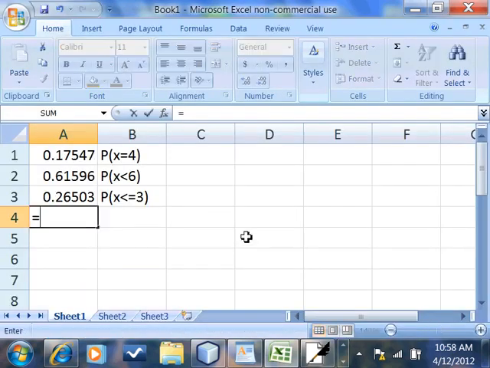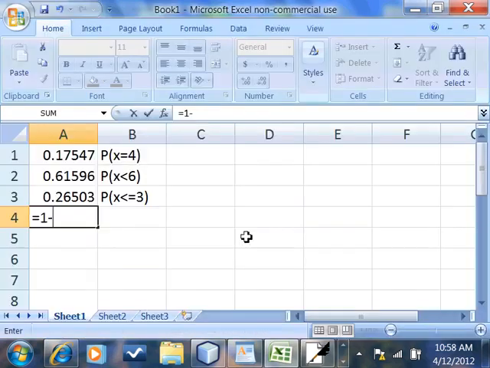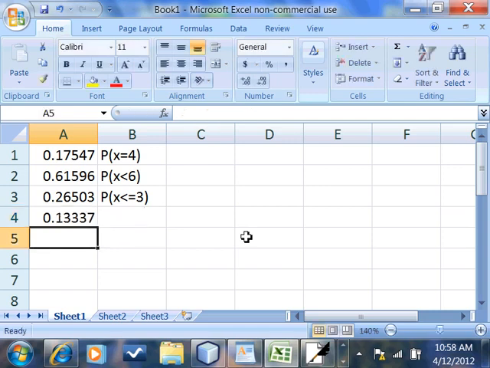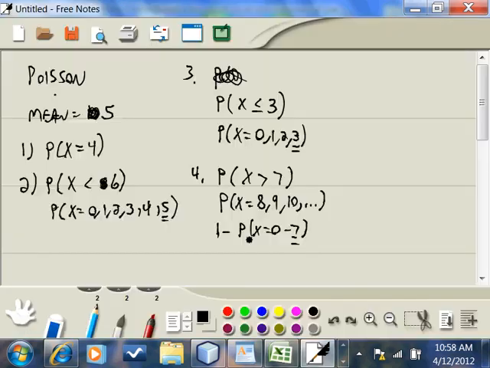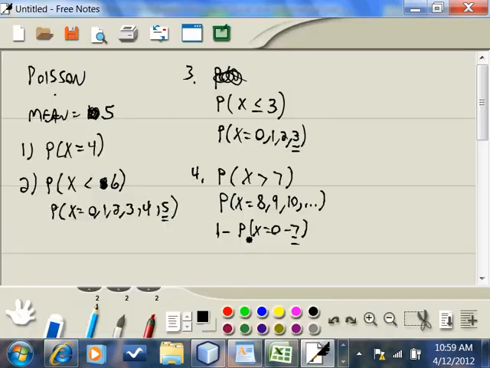So we do equals 1 minus, that's our first part, and then 0 to 7, so we'll do Poisson. The ending number when going from 0 to a number, so we'll put 7 in, then 5, and then you have to put a 1 for cumulative, because that'll be x equals 0, 1, 2, 3, 4, 5, 6, 7. This one was probability x is greater than 7.